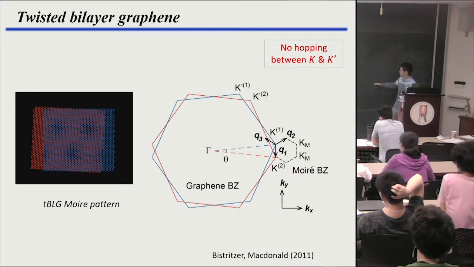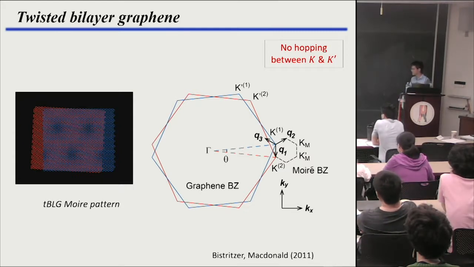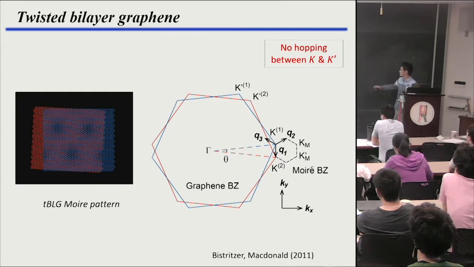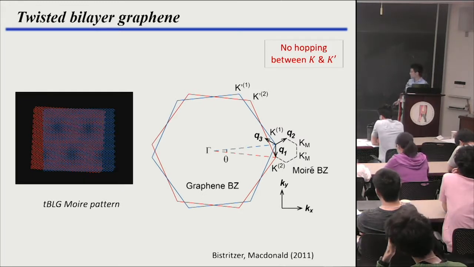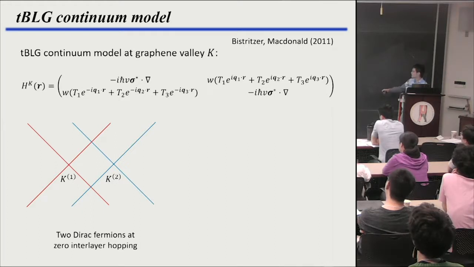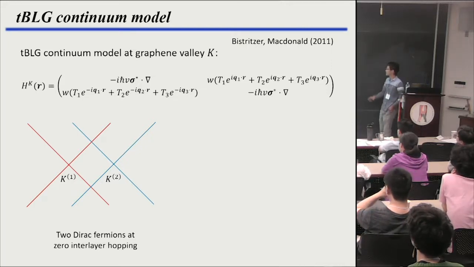And the distance between these two points defines the moiré Brillouin zone, which is the Brillouin zone of the superlattice you see from the twisted bilayer graphene. Using this approximation, a twisted bilayer graphene consists of two groups of decoupled bands. One group of bands is at valley K, and the other is at valley K prime. Under this approximation, if you look at just one valley, before you turn on the interlayer hopping, you just have two Dirac fermions. But these two Dirac fermions are in the same valley, so they have the same helicity. Just to remember, we said that earlier.